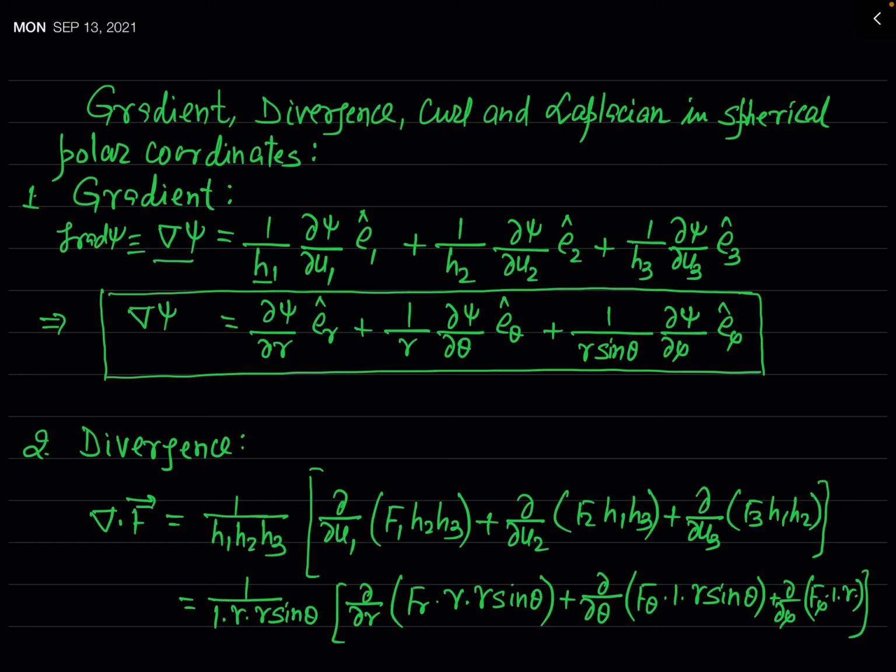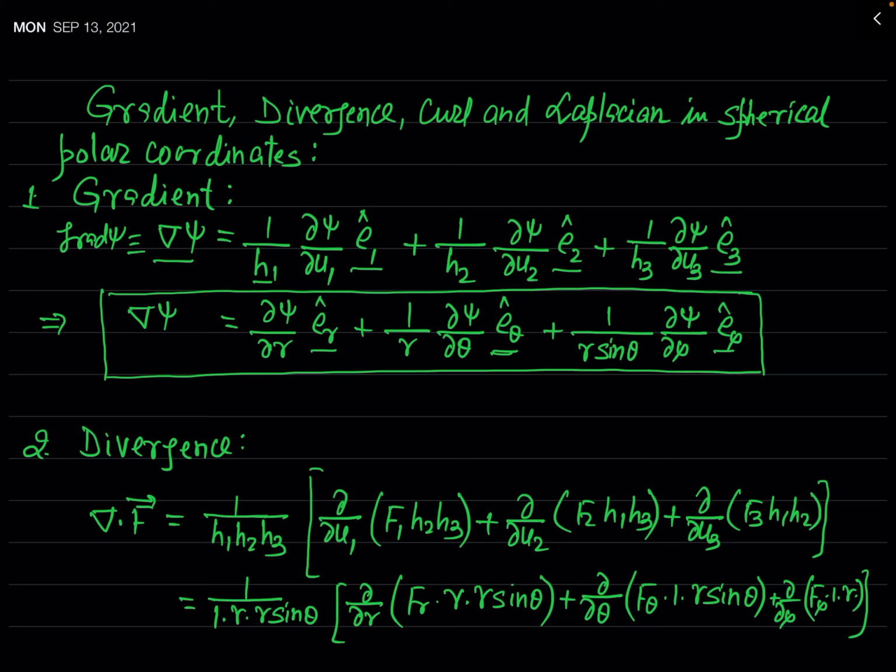Similarly, here we consider the three orthogonal unit vectors er, e theta and e phi instead of e1. It means instead of e1, now we will write er hat. Actually, this is a unit vector in the increasing direction of r. And instead of e2 hat, we will write e theta hat. Actually, this e theta hat is a unit vector in the increasing direction of theta. And instead of e3 hat, we will write e phi hat.